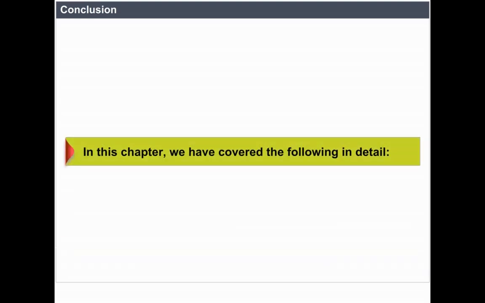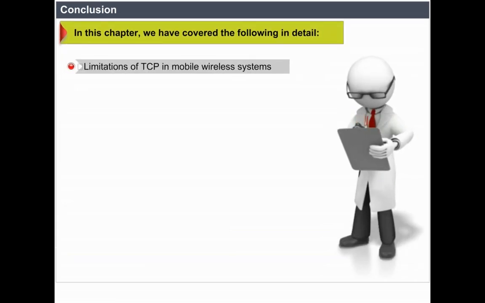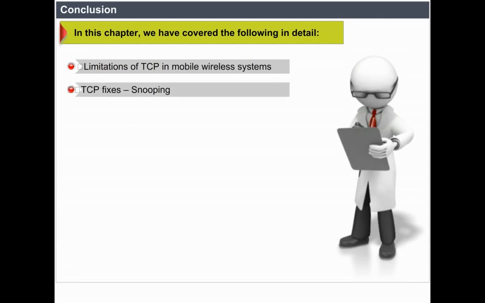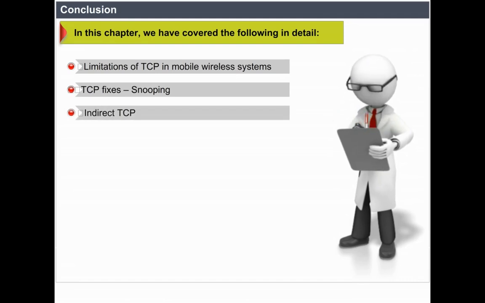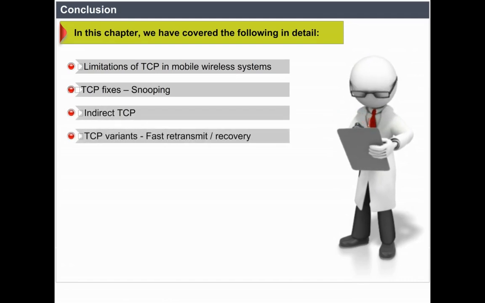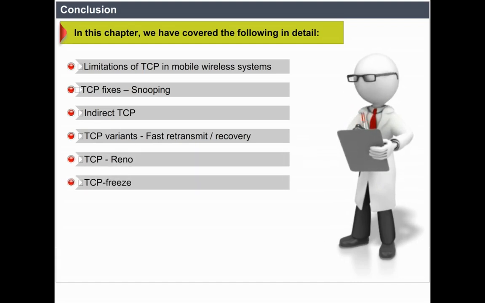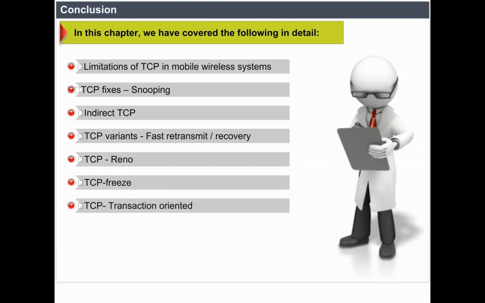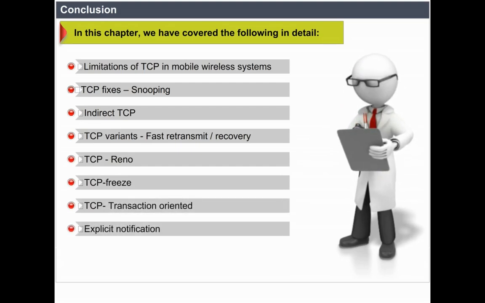Conclusion. In this chapter, we have covered the following in detail. Limitations of TCP in mobile wireless systems. TCP fixes: snooping, indirect TCP. TCP variants: fast retransmit or recovery, TCP Reno, TCP freeze, TCP transaction oriented, explicit notification.